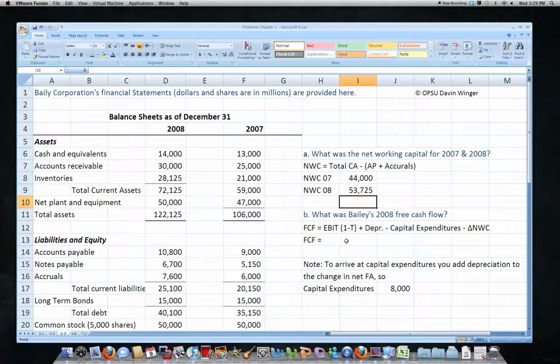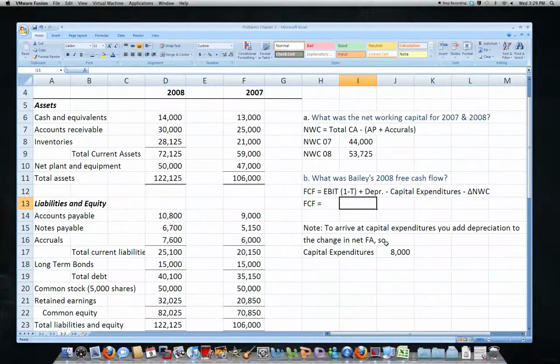Okay, the next question asks, what was Bailey's 2008 free cash flow? So free cash flow equals EBIT times 1 minus the tax rate, plus depreciation, minus capital expenditures, minus change in net working capital. So one thing we need to remember is that to arrive at our capital expenditures, we add depreciation to the change in net fixed assets.